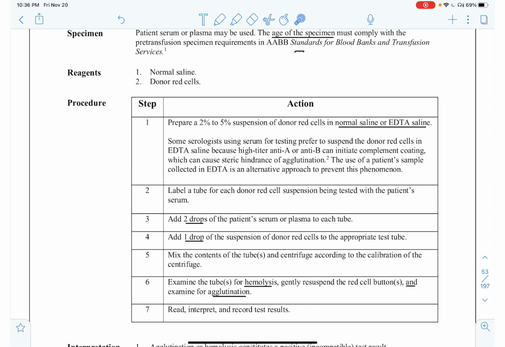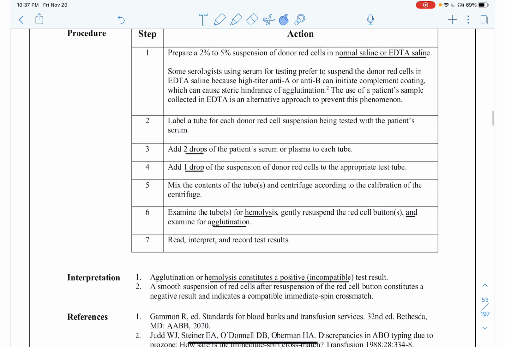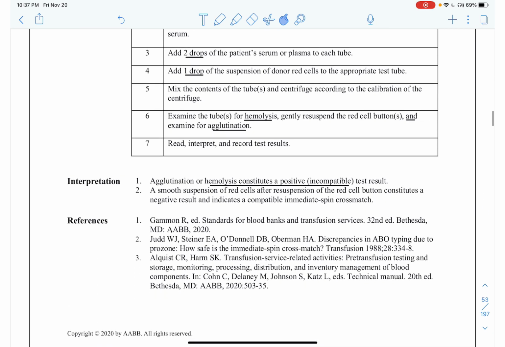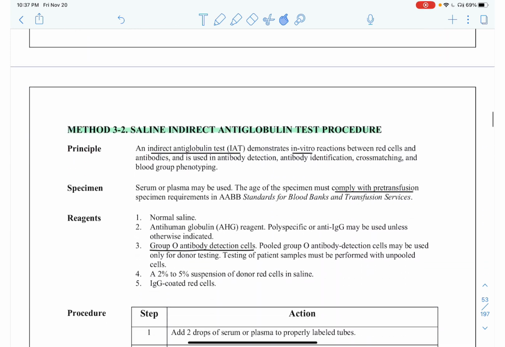This method also discusses EDTA saline and why it's used. I haven't seen it used in the reference lab, but if you'd like to read a little more about it, it's in here. This method is very straightforward, so we'll move on to the next.